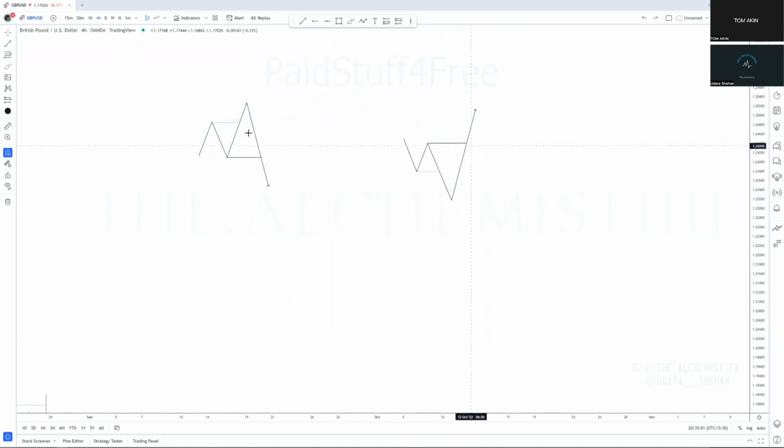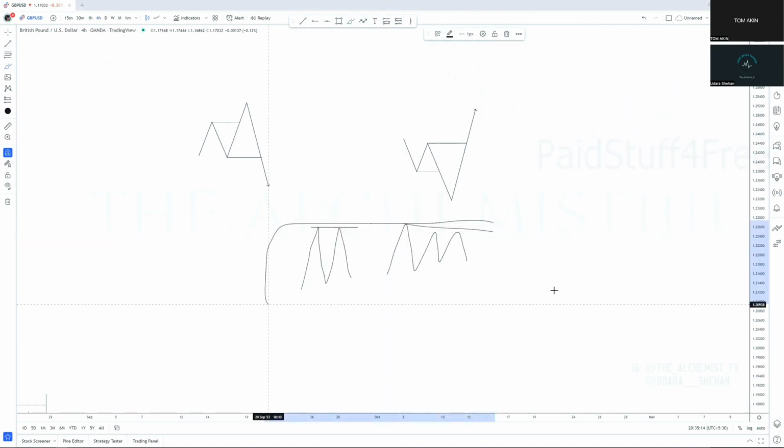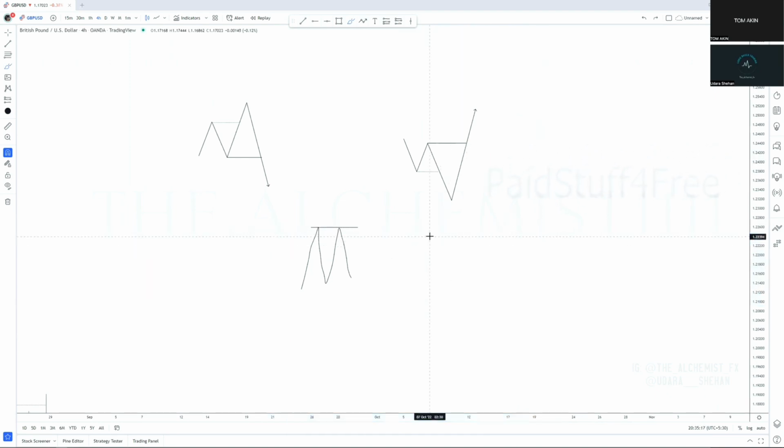Now, another thing: when I say liquidity has to be taken out, it doesn't have to be what most people would assume, like equal highs. Yes, this is liquidity, or else maybe trend lines. This could also be liquidity, but it doesn't have to be this all the time, because do you know the three candle formation for a swing high and a swing low?